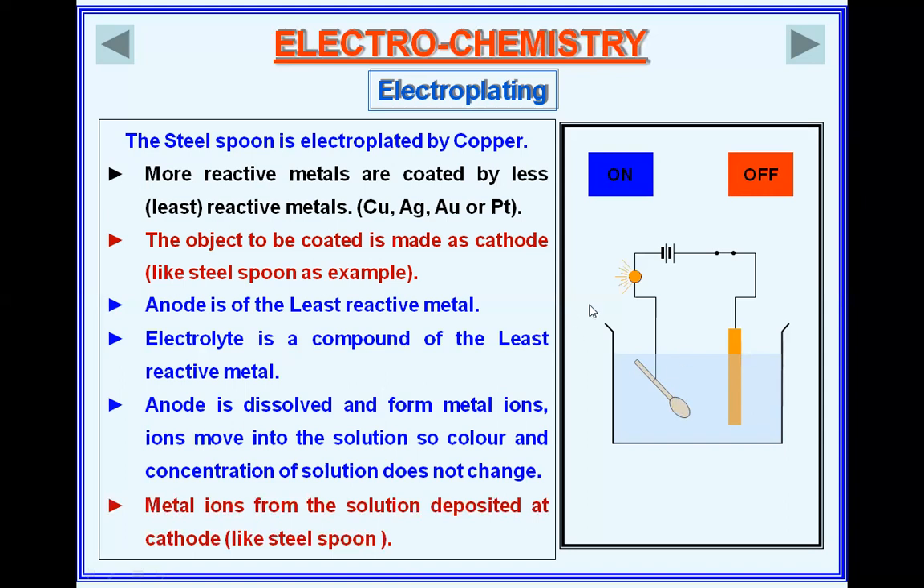To recap, if zinc metal is deposited onto another metal, this process is called galvanizing. If silver is deposited onto another metal, it is called silver plating. If copper is deposited onto another metal, it is called copper plating.